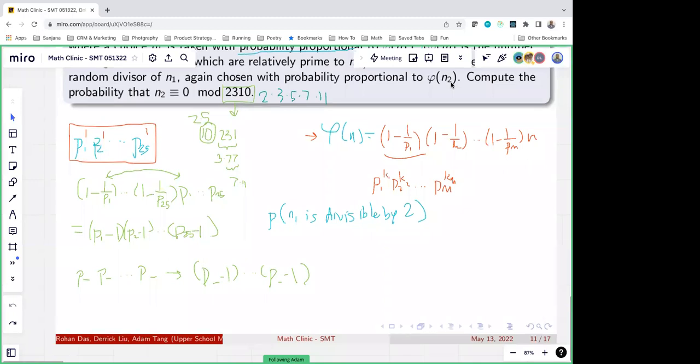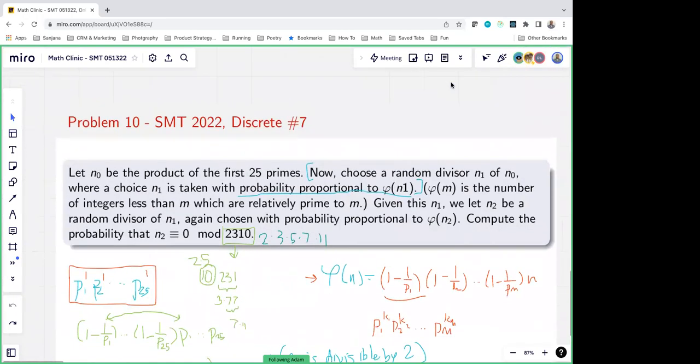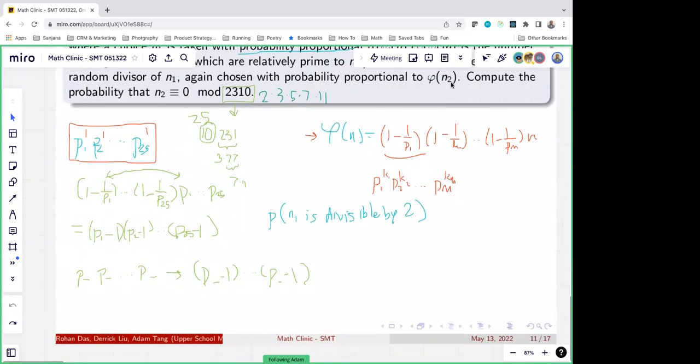So we have the divisors of p1, p2 all the way to p25. Some of them are going to be divisible by 2, some of them are not. We want to see how many are divisible by 2 and then weight it based on this phi function as it states in the question. Since p1 is 2 and everything else is odd, N1 has to contain p1, and then it doesn't really matter what other primes we pick. It can be any subset of 2 through 25.